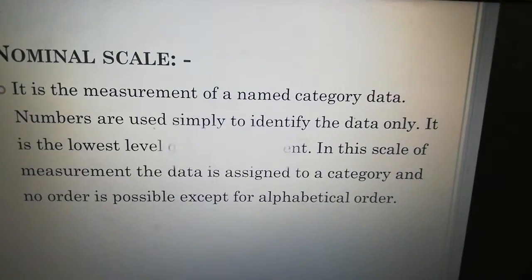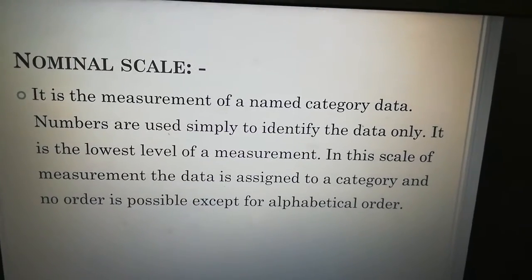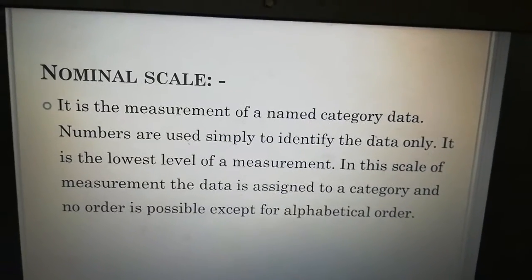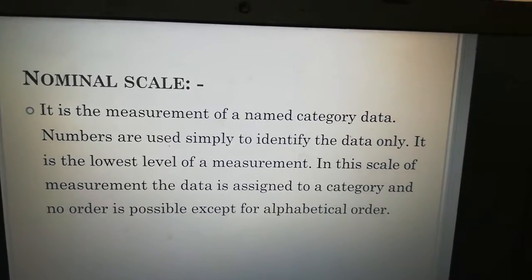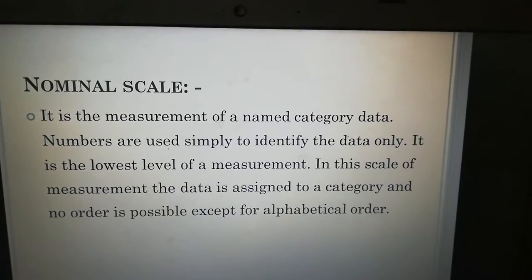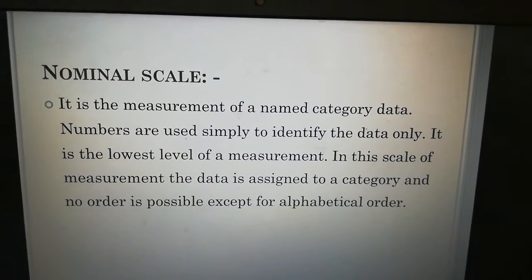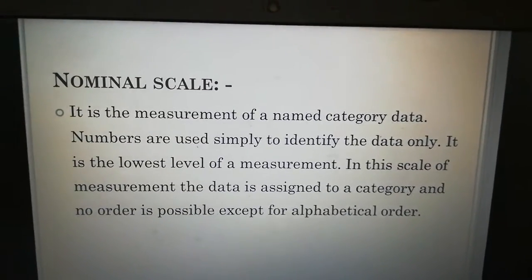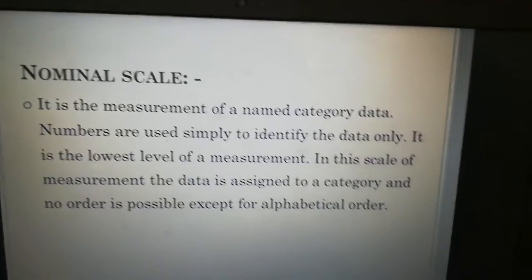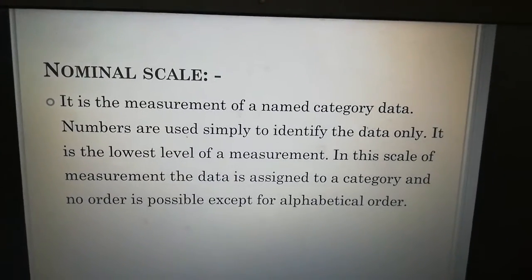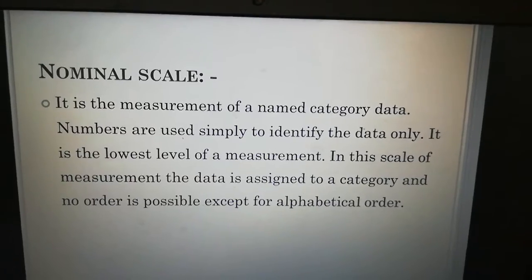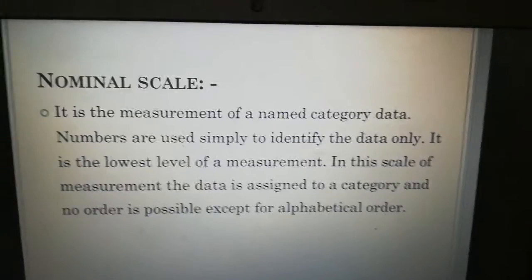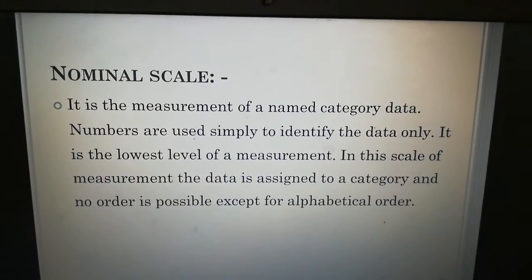It is nothing else but the measurement of named category data, and numbers are used simply to identify the data only. And remember, it is the lowest level of measurement. In this scale of measurement, the data is assigned to a category and there is no order at all except for alphabetical order. So it is the lowest level of measurement and numbers are used just to identify the data.